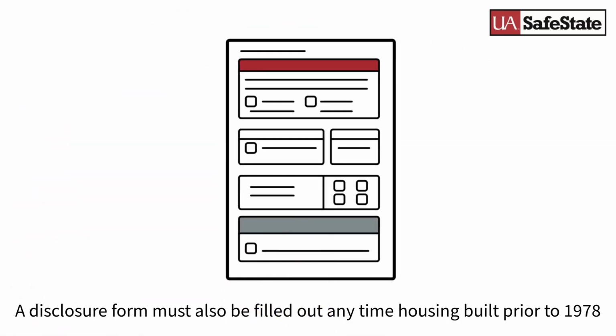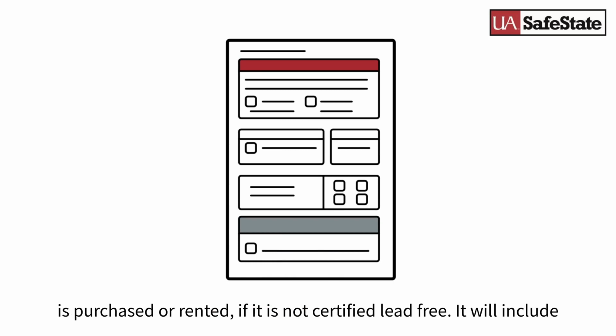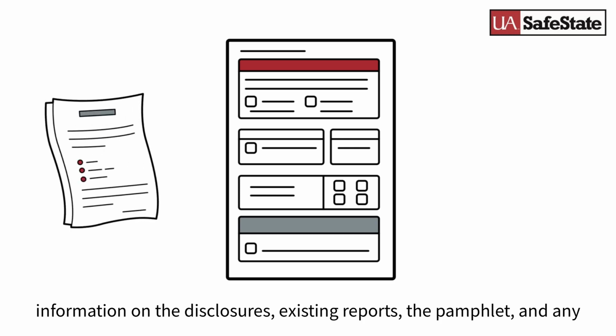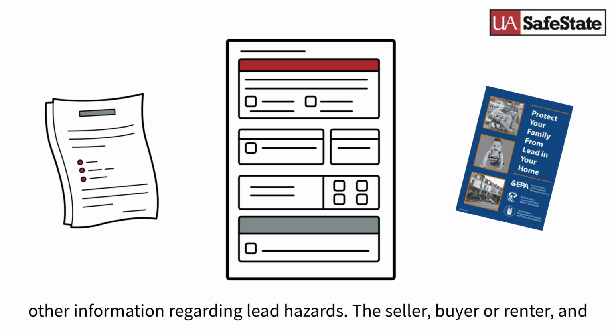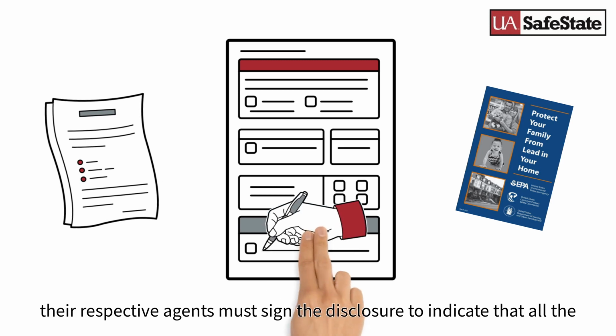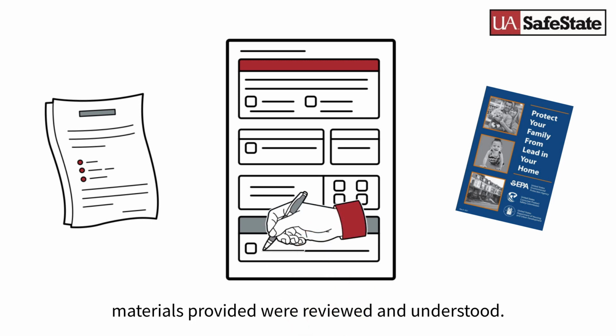A disclosure form must also be filled out anytime housing built prior to 1978 is purchased or rented if it is not certified lead-free. It will include information on the disclosures, existing reports, the pamphlet, and any other information regarding lead hazards. The seller, buyer or renter, and their respective agents must sign the disclosure to indicate that all the materials provided were reviewed and understood.